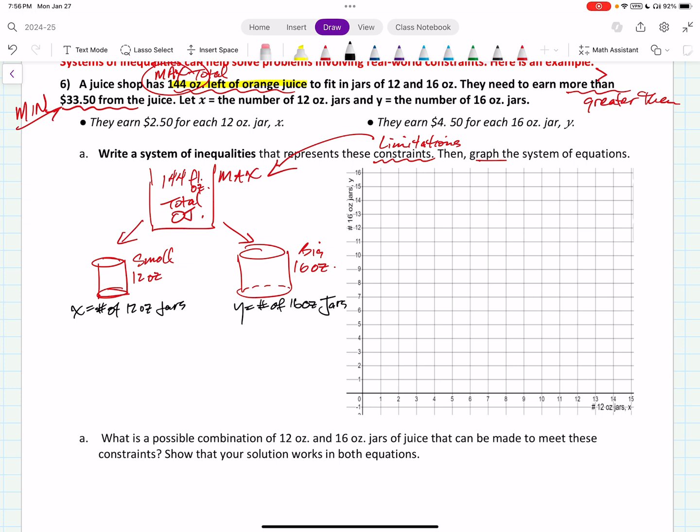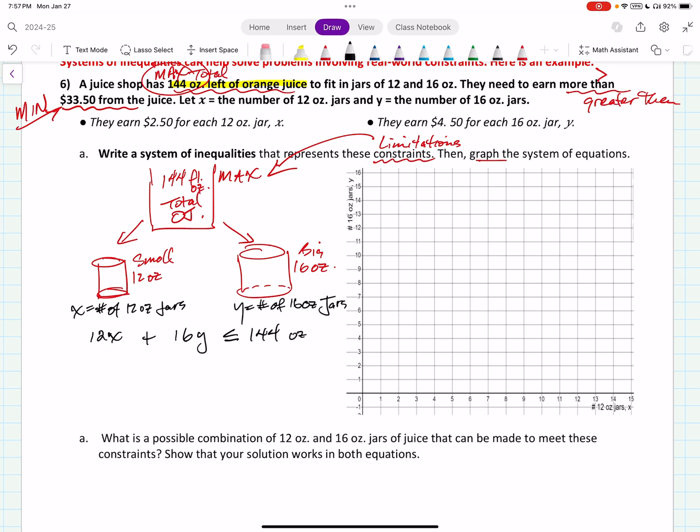But we do know that if we sell x jars of the 12 ounce, we're going to use 12x ounces. That's the total fluid ounces of the small ones, plus we're going to use 16 times whatever y is, ounces of the big one here of orange juice. This is the amount of OJ. So OJ in the small ones plus the OJ in the big ones has got to be less than or equal to 144 ounces total.